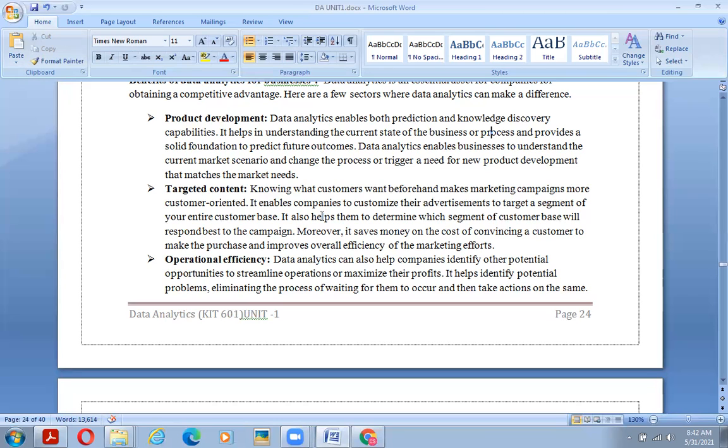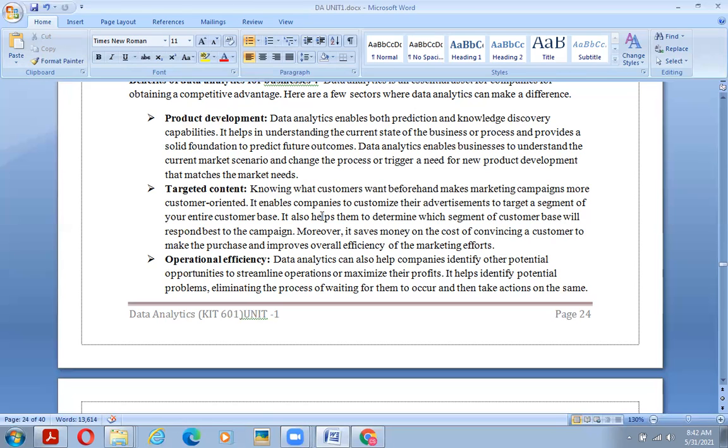Other things get done in product development. I give an example of the data. Okay. So what is product development all about? Data analytics enables both prediction and knowledge discovery capabilities.